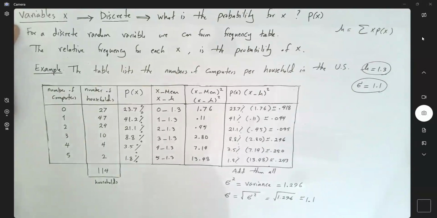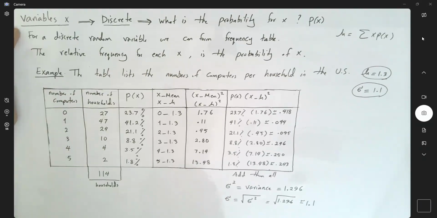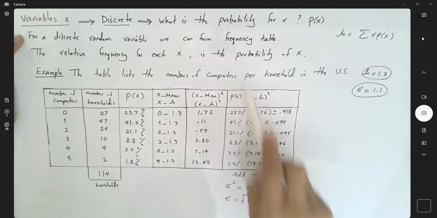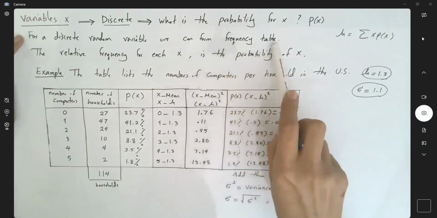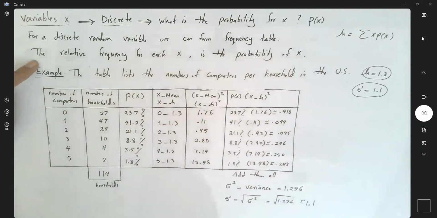So remember, when we have a random variable, which is a discrete random variable, you can easily find the probability. To find the probability, you need to find the frequency table. After finding the frequency table, the relative frequency is basically the probability of x. In this example that we did, we had a table with the number of computers in each US household.